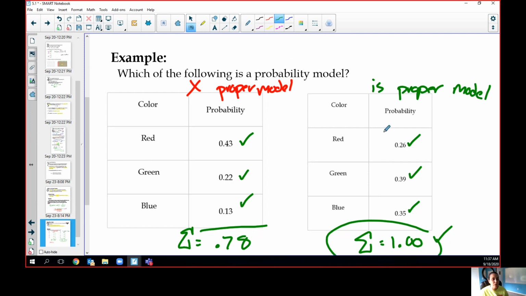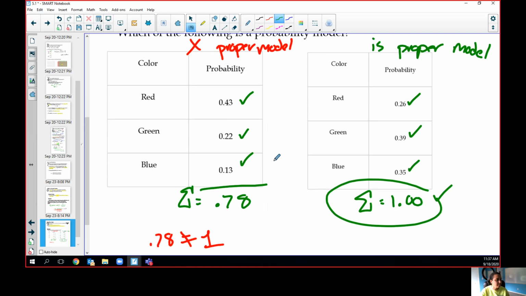That's all you have to do to check if your probability model is correct. All of our probabilities have to be between 0 and 1, and then everything has to add to 1.